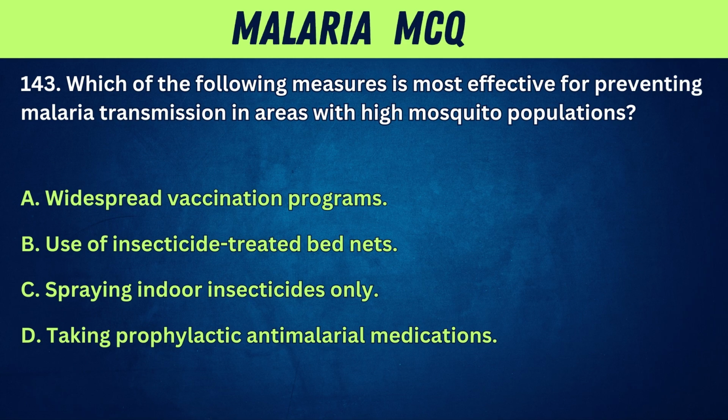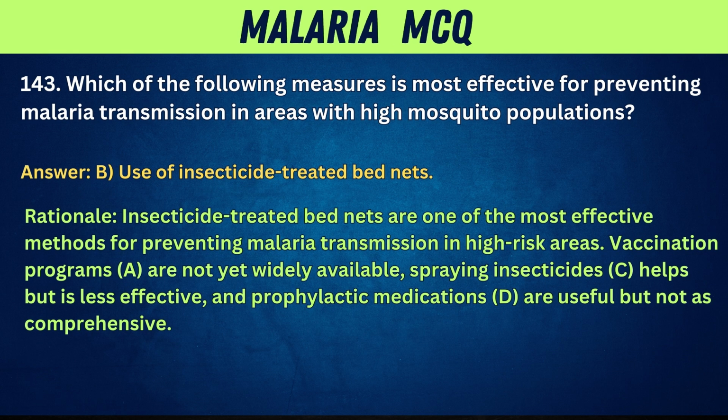143. Which of the following measures is most effective for preventing malaria transmission in areas with high mosquito populations? A. Widespread vaccination programs. B. Use of insecticide-treated bed nets. C. Spraying indoor insecticides only. D. Taking prophylactic anti-malarial medications. Answer. B. Use of insecticide-treated bed nets.